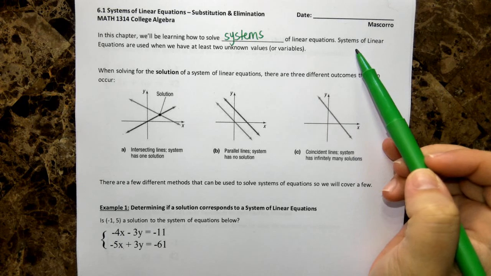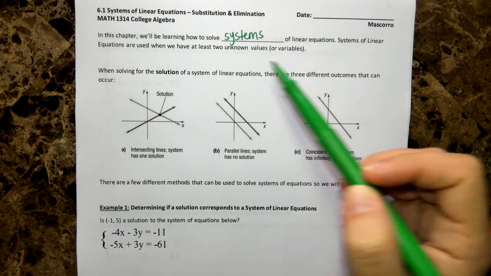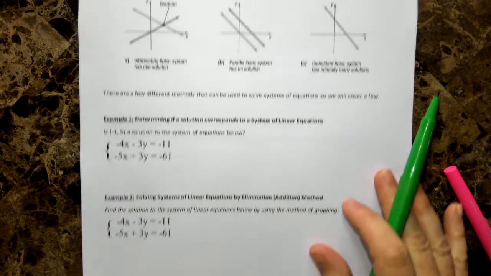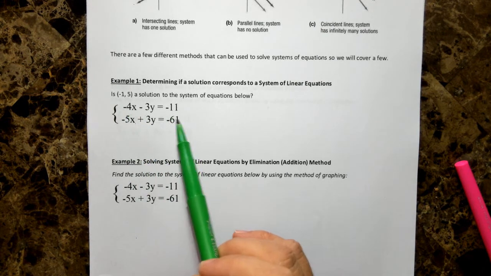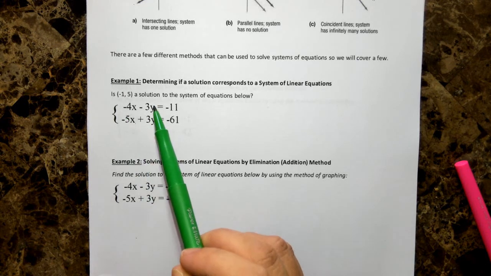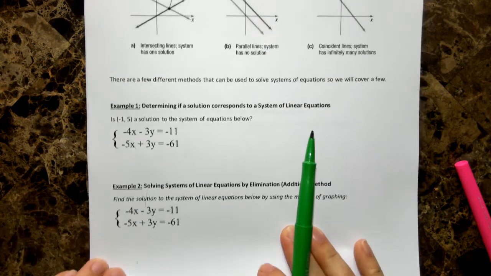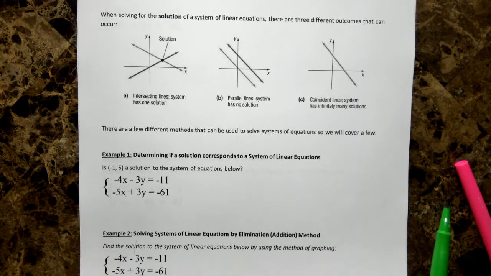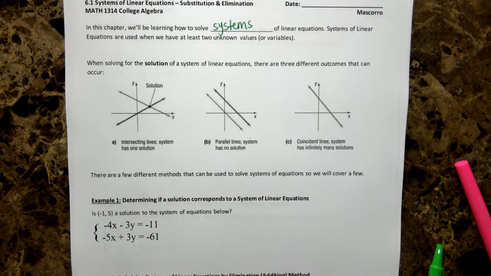But systems of linear equations are pretty much two or more linear equations where we have at least two or more unknown variables. So, for example, here's a system of equations because we have two linear equations and we have two unknown variables. We don't know what x is and we don't know what y is. Same thing for the rest of these examples. So we're going to be looking at systems of linear equations, meaning two or more linear equations in which we don't know the values of x or y or whatever variables they're using.